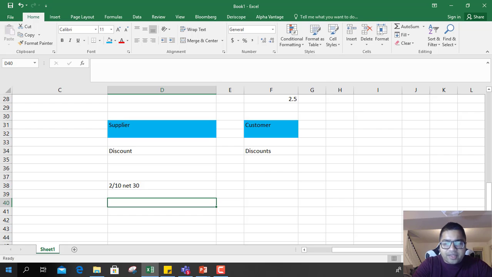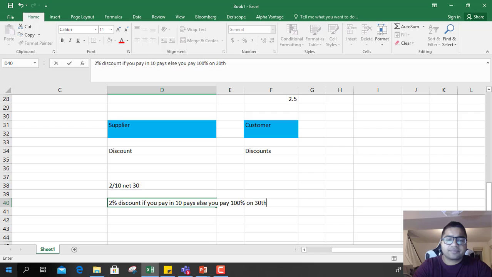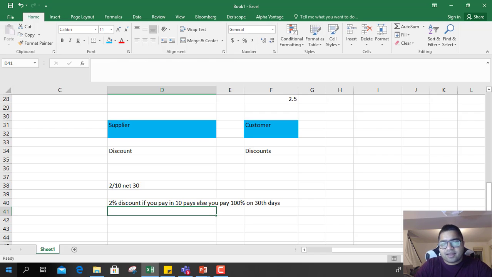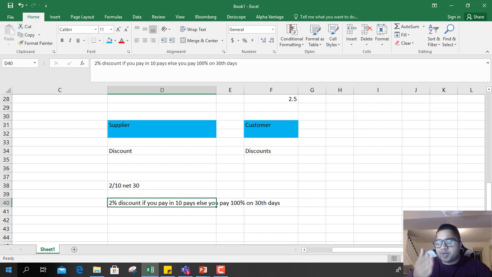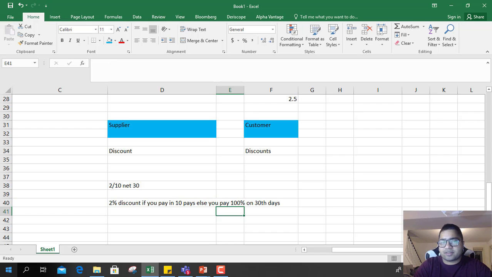So it means you get a 2% discount if you pay in 10 days, else you pay 100% on the 30th day, on or before the 30th day. So if you pay within 10 days of your purchase, you get a 2% cash discount, right? If you do not do that, then between the 10th to 30th day, the next 20 days, you have to pay 100%. Okay.